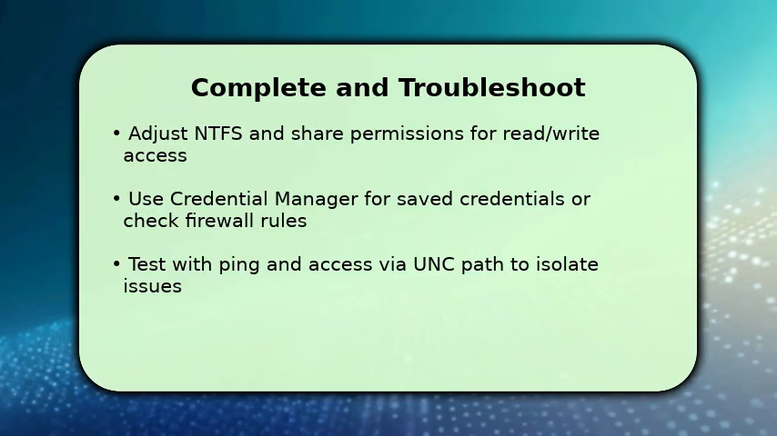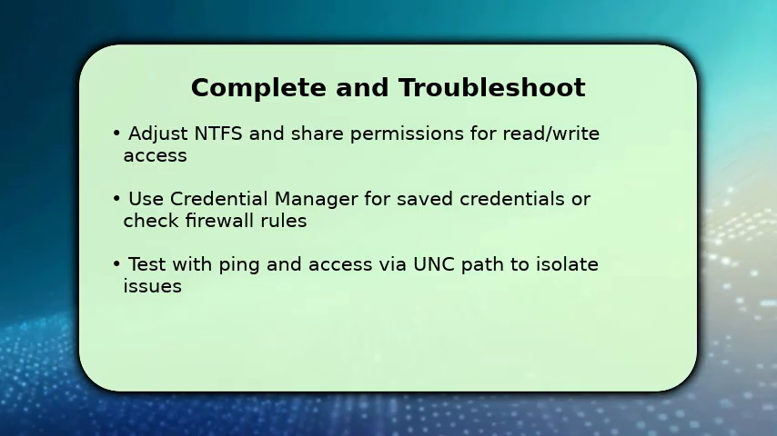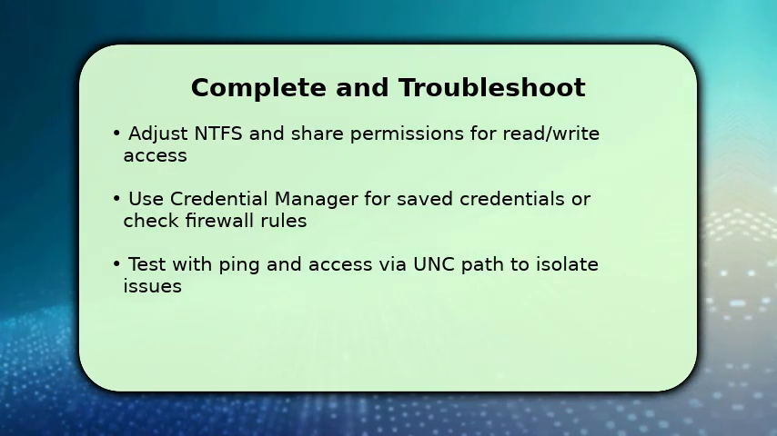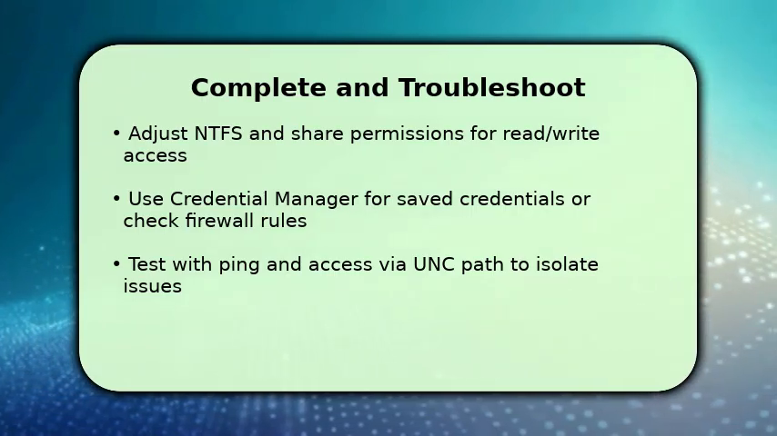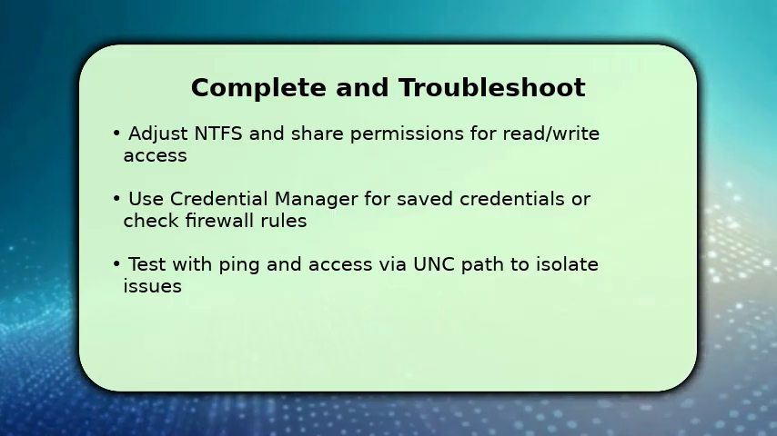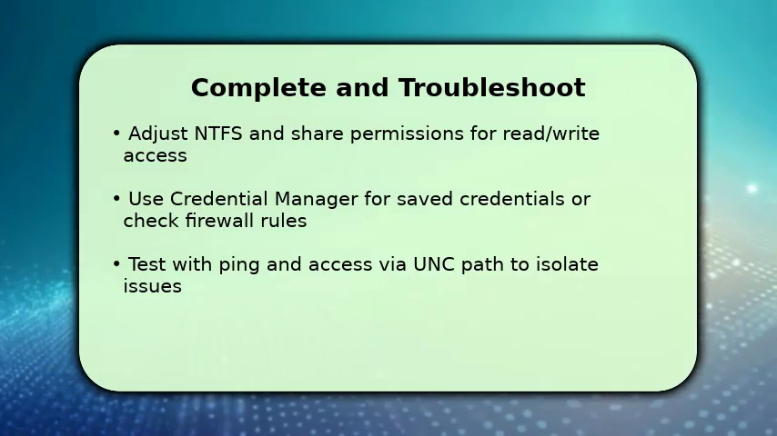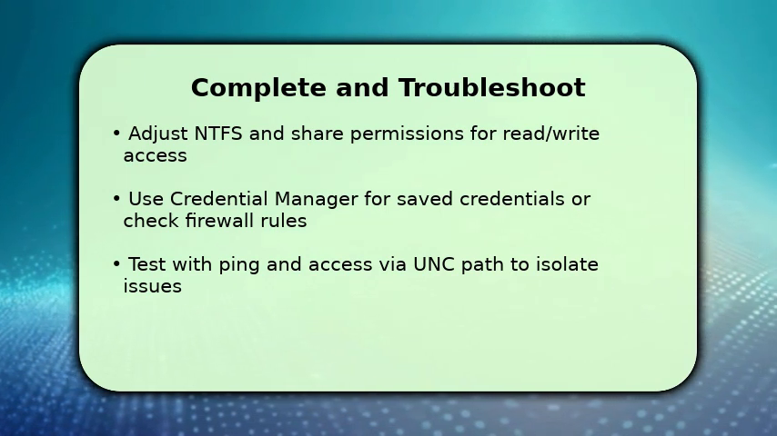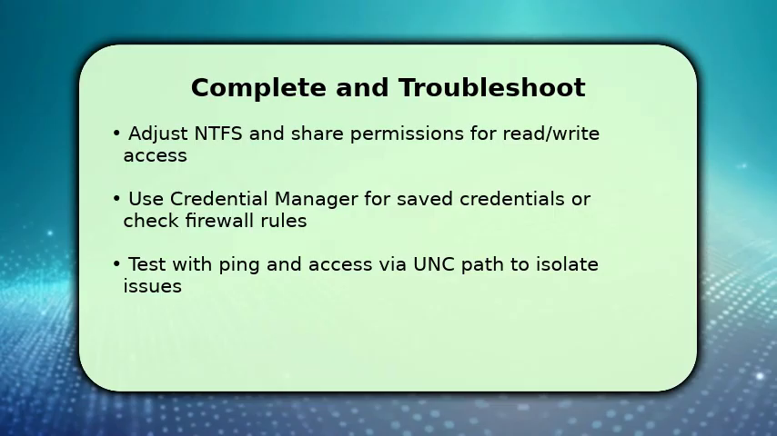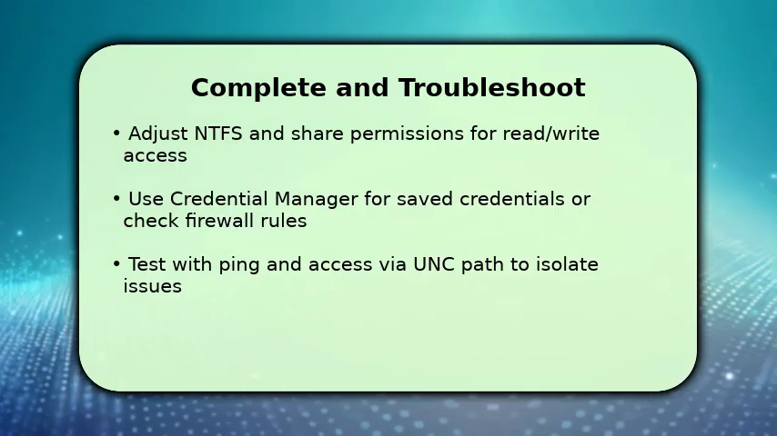If Windows prompts for credentials, add them in Credential Manager so access persists. Make sure Windows Firewall allows file and printer sharing. Disable third-party firewalls temporarily if needed. If a folder still won't appear, ping the host and use the UNC path to test direct access. These steps isolate network, permissions, and firewall problems so you can fix the root cause.